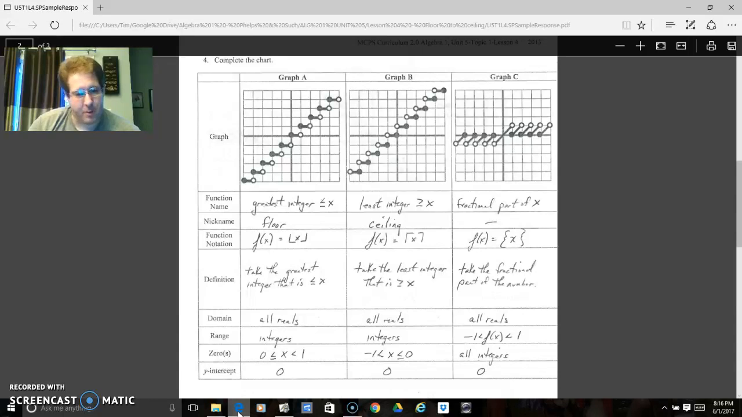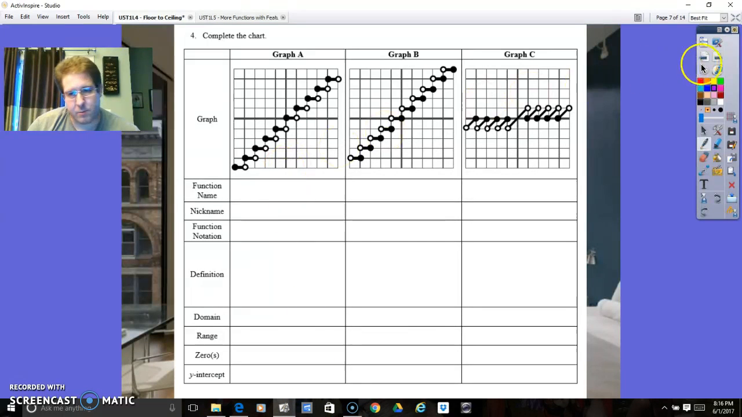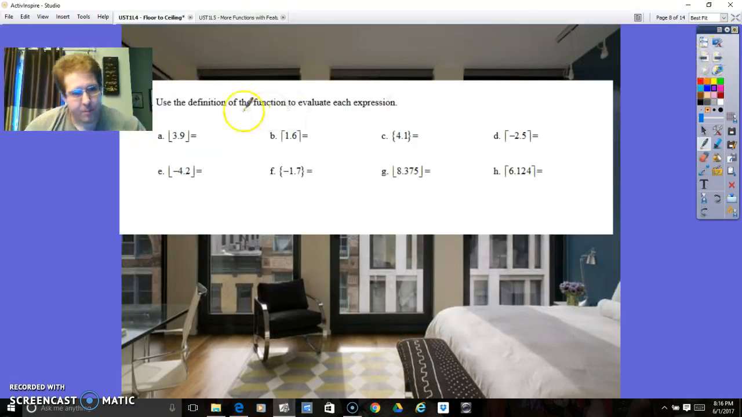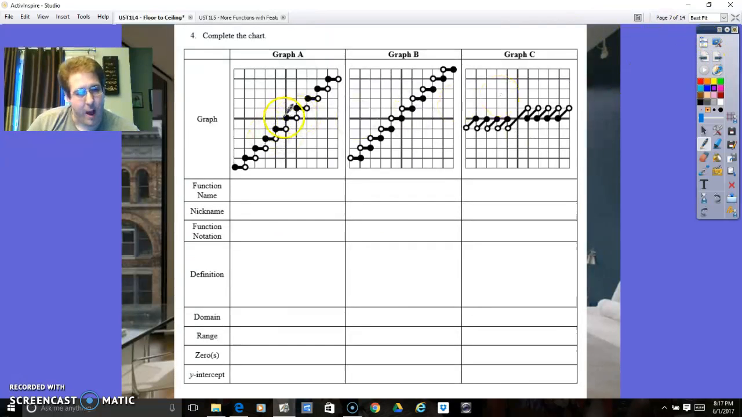Okay, so I think I've pretty much gone through most of the notes, so now we can go back and do some real work. Use the definition of the function to evaluate the following expression. So this is a floor function. I know that because it's got the symbol underneath, so it looks like it has a floor to the number. And I can go back here. F of 3.9, 1, 2, 3.9 is 3.